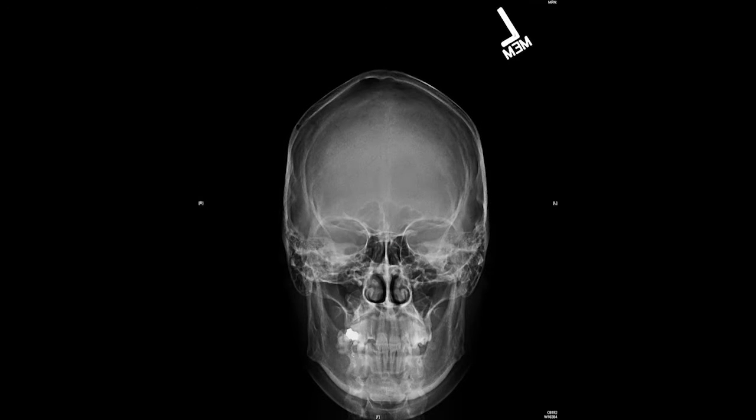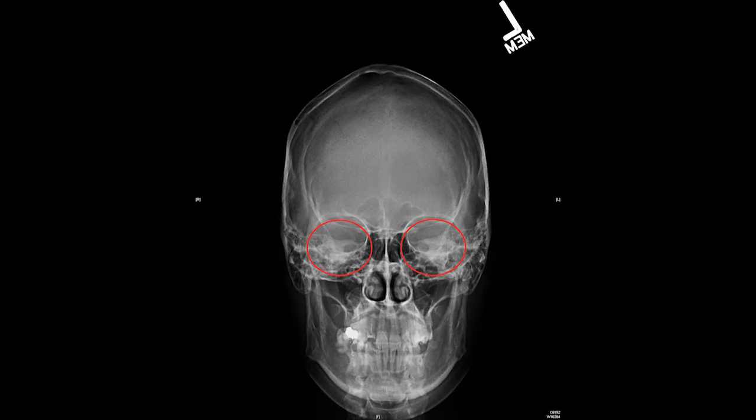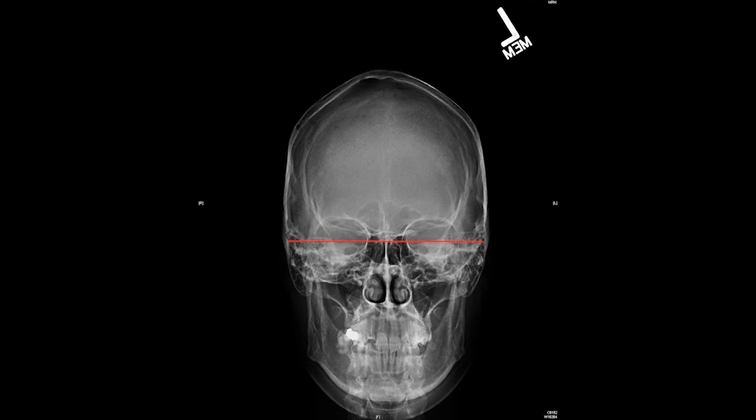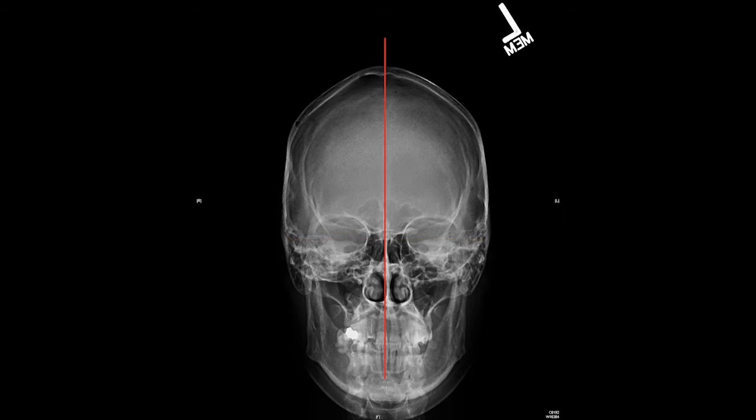For a properly positioned Caldwell image, the petrous ridges are projected into the lower third of the orbits. There is equal distance from the mediolateral orbital margins to the lateral sides of the cranium on each side, indicating no rotation. The mid-sagittal plane is perpendicular to the IR, indicating no tilt.